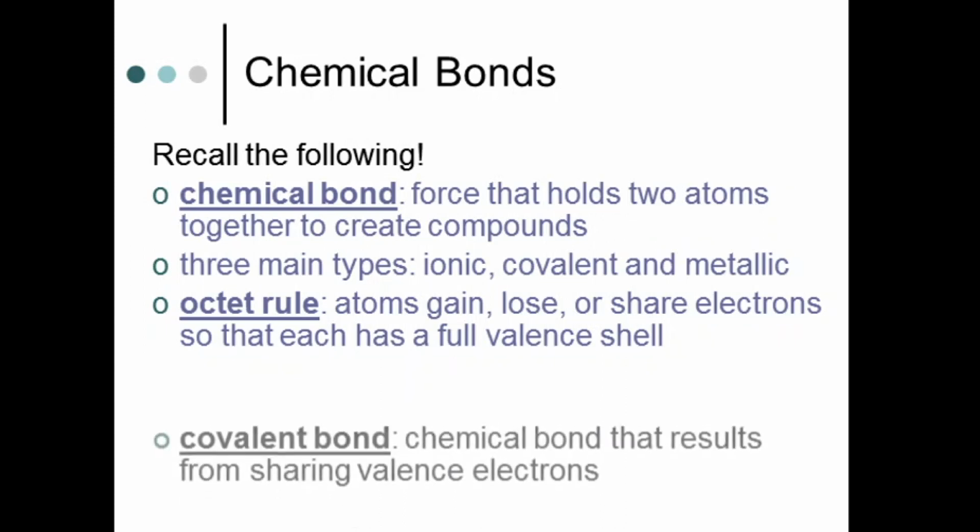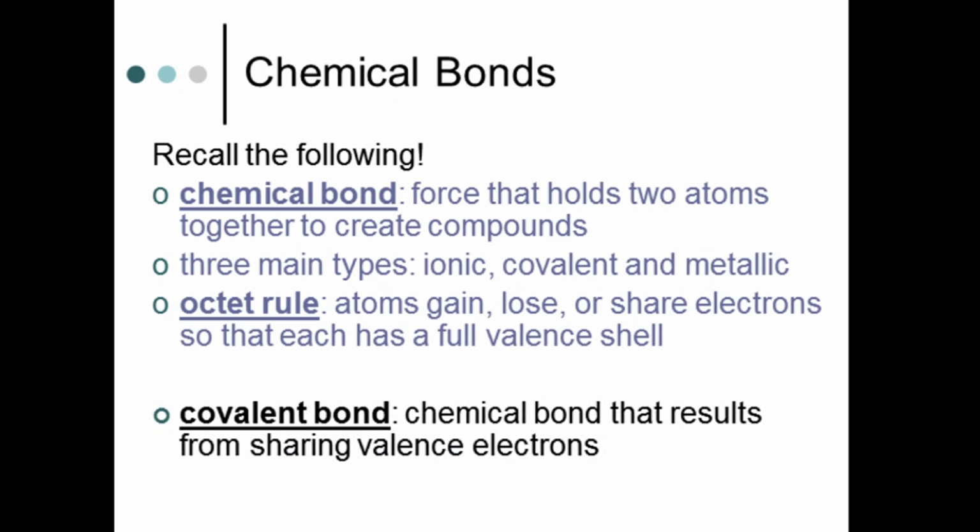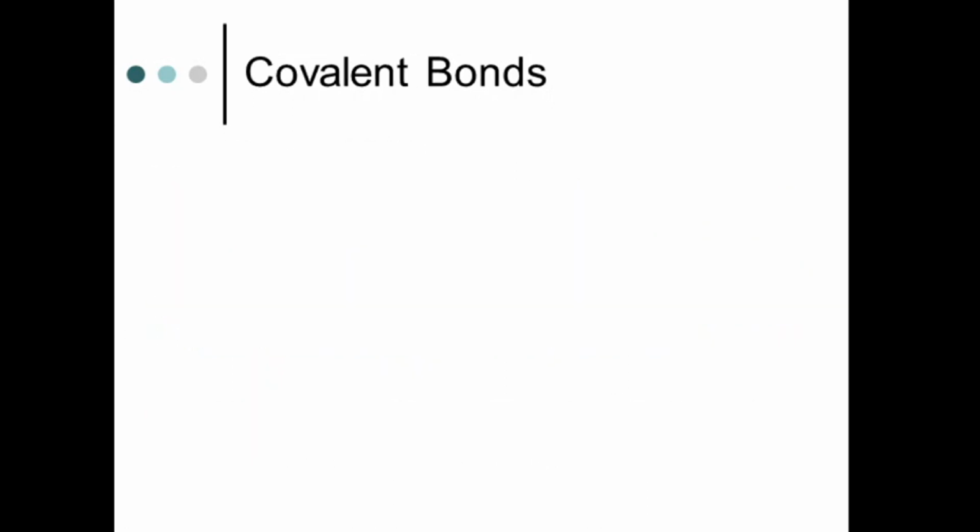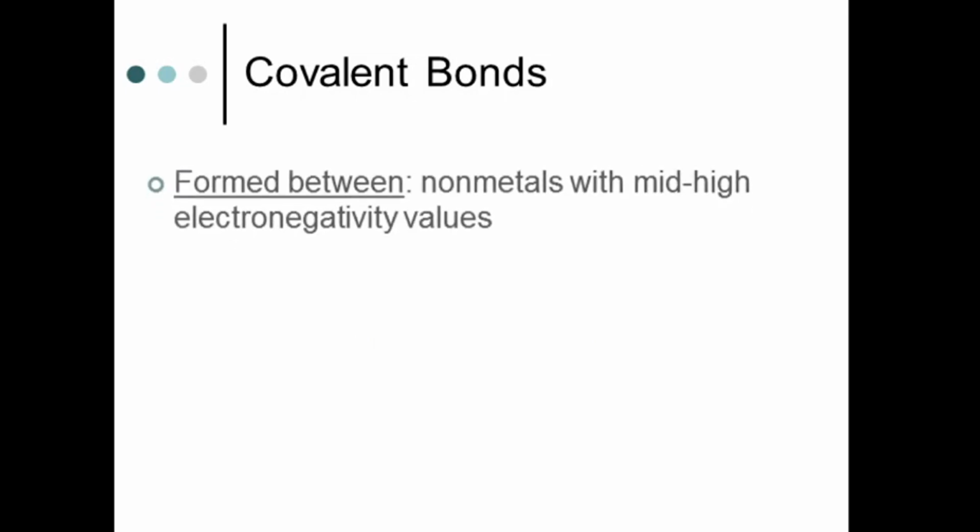So here's your first definition. A covalent bond is a chemical bond that results from the sharing of valence electrons. And as always, if this is too fast, go ahead and pause where you need to and take your notes. So let's sum this up in a chart.